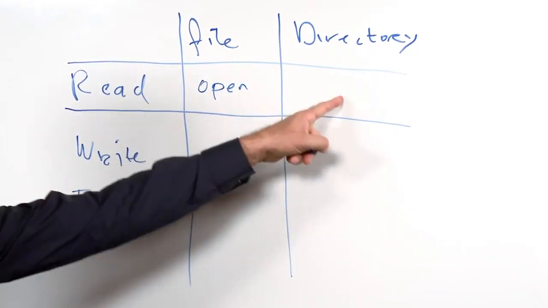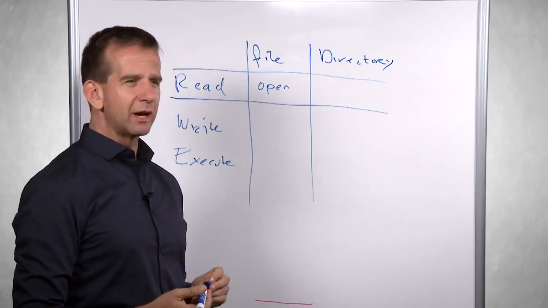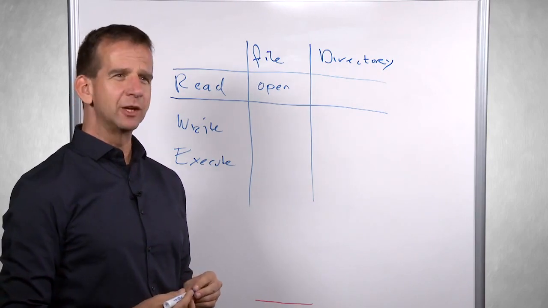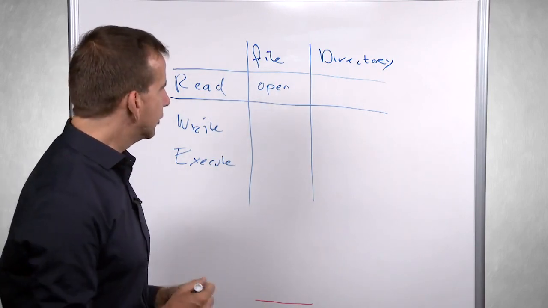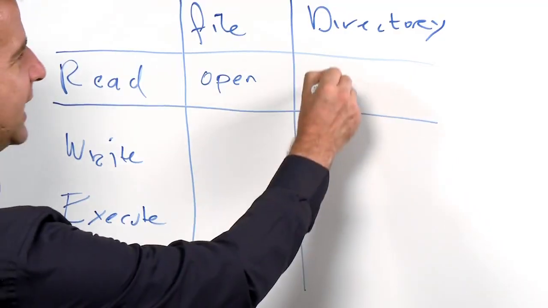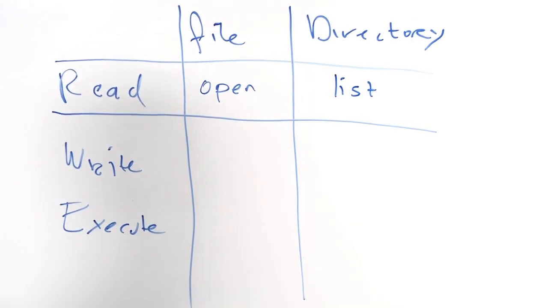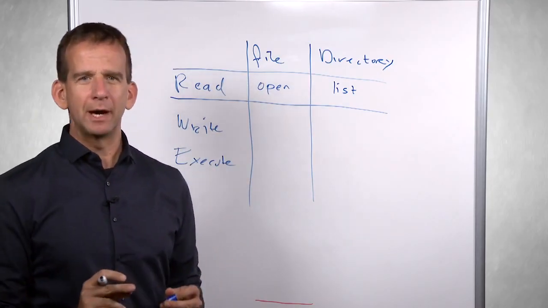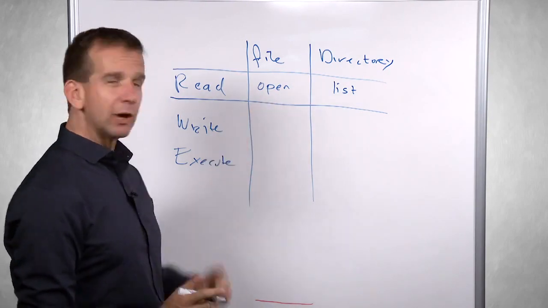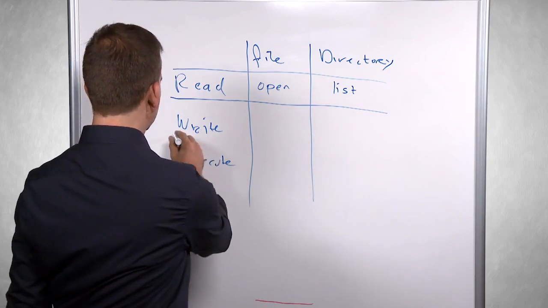Now an interesting one is read on directories, because some people think that read on directories means that the user can read all the files in a directory, and that is wrong. Read on a directory means that the user can list files that are in the directory. So the user can see which files are in the directory, but the user cannot read the files, because you need read rights in order to open the files and read the contents of these files.